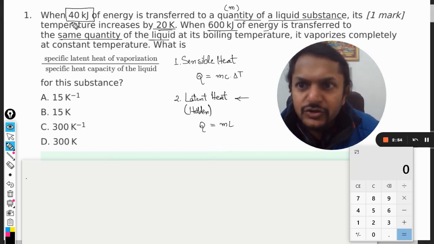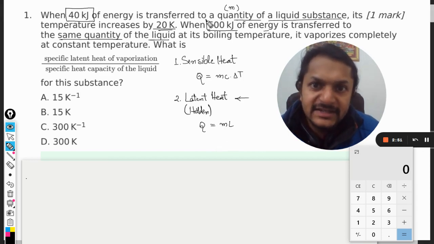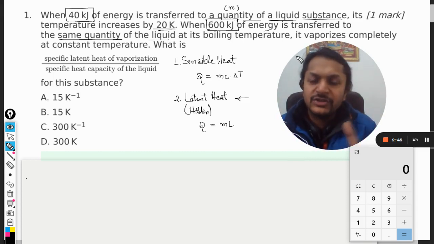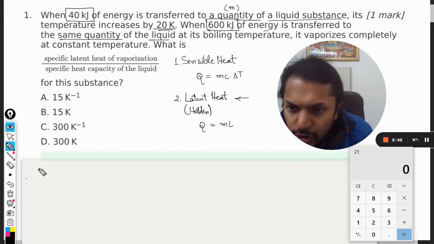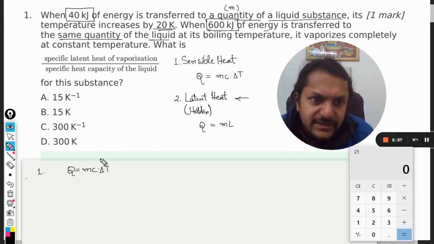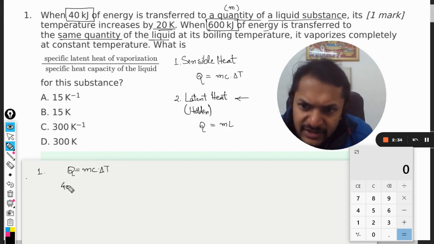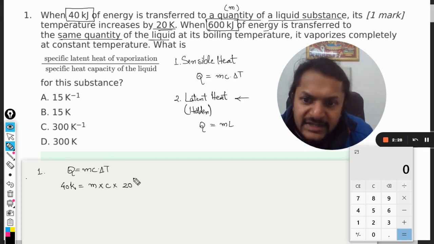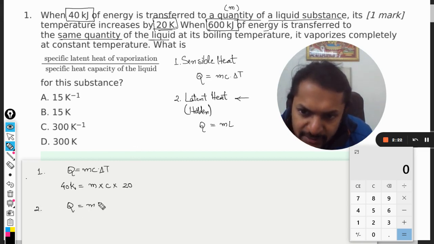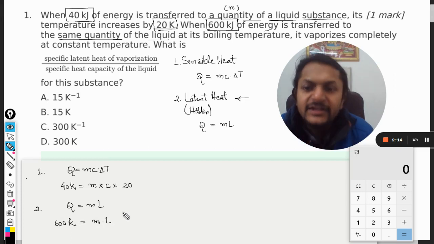In the first case, 40 kilojoule is given. So this is sensible heat. And 600 kilojoule is given for the phase transformation. So it is definitely talking about the heat that was given for phase transformation. So accordingly, the first equation becomes Q is equal to mc delta T, and this Q is given as 40K, m is not known, c is not known, and delta T is given as 20 Kelvin. Now in the second case, Q is equal to m into L, and the heat given is 600K is equal to m, mass is unknown, and the latent heat is also not known.